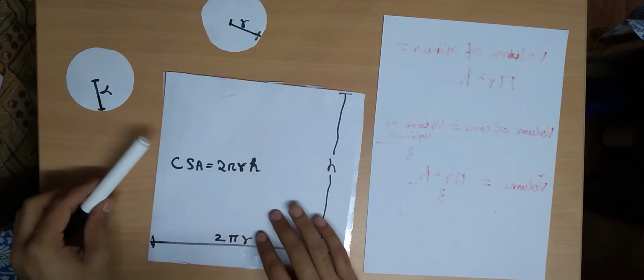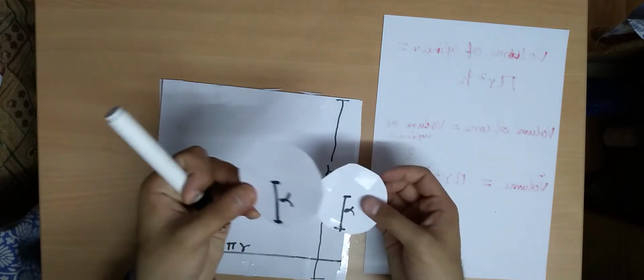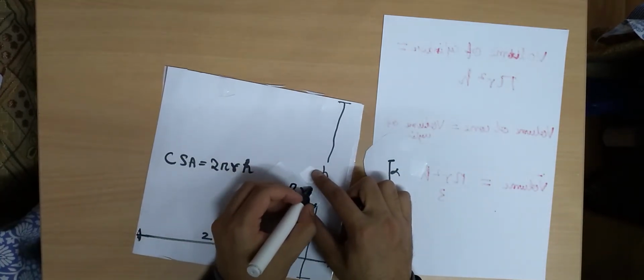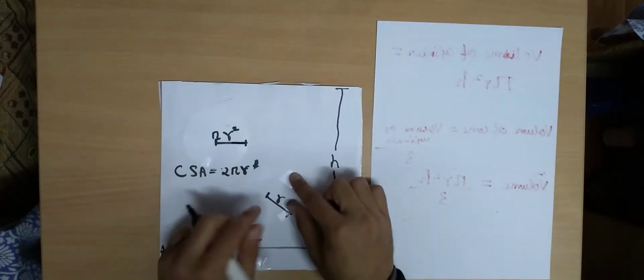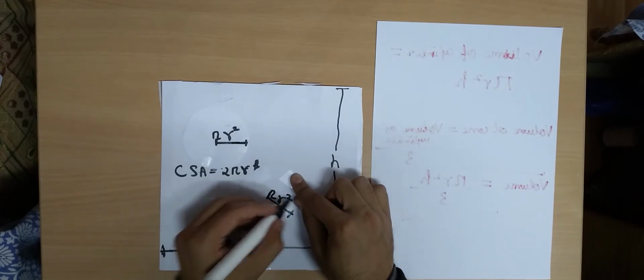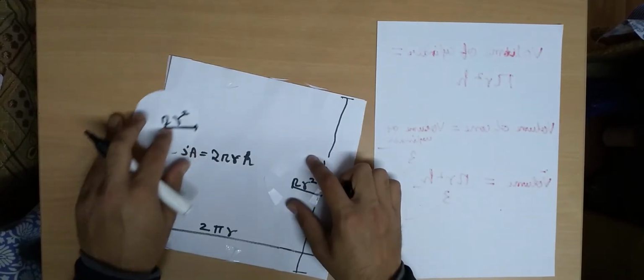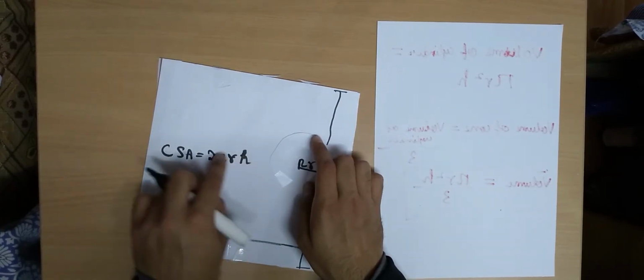Now, if I have to find the total surface area, I need to add the areas of these two circles. What is the area of a circle? The area of a circle is nothing but pi r square, right? Similarly, the area of this circle is pi r square, and then 2 pi r h. So I can just keep them next to each other. So that is the curved surface area 2 pi r h.